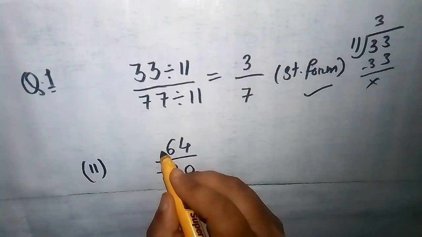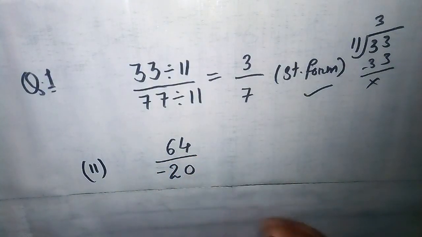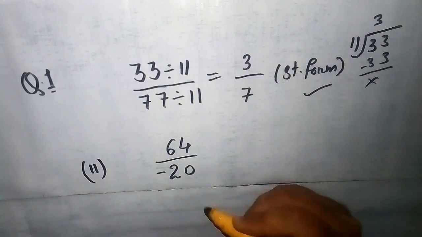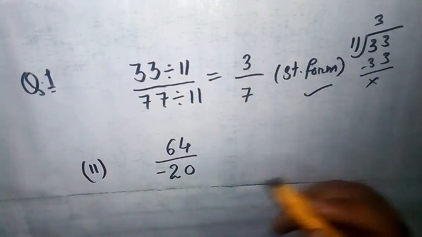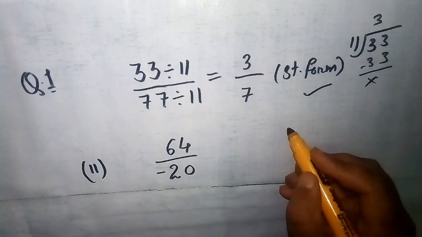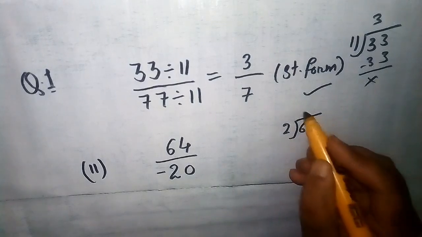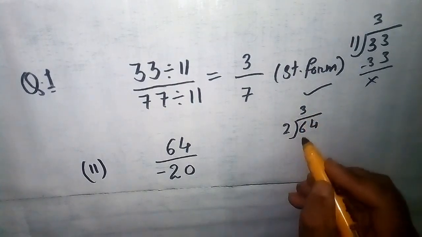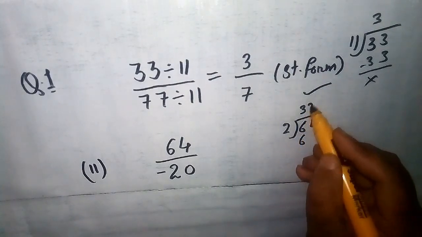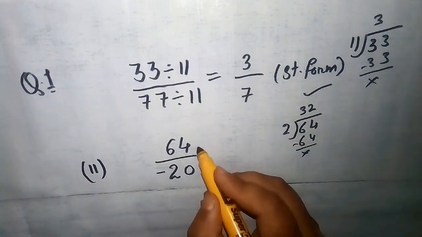Let us see its second part, that is 64 upon minus 20. So you know the first step, your denominator should be positive, so you have to take this negative sign to the numerator. And remember one thing, if you cannot find out the HCF, you can divide them by the smallest number which you find. So both are divisible by 2. So 2 32s are 64. Here I did together.